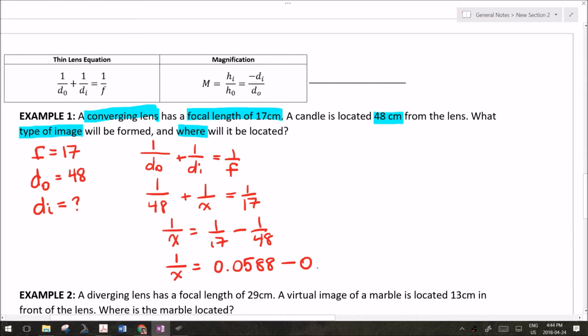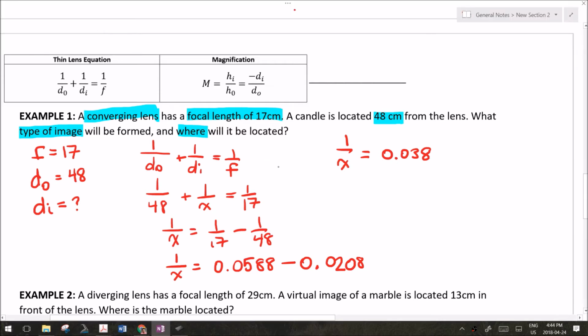1 divided by 48 is 0.0208. So I can subtract these, and I get 0.038. So again, I kept 4 decimal places while I'm working with these fractions. So now 1 divided by x is equal to 0.038. So I have to rearrange and isolate this here.